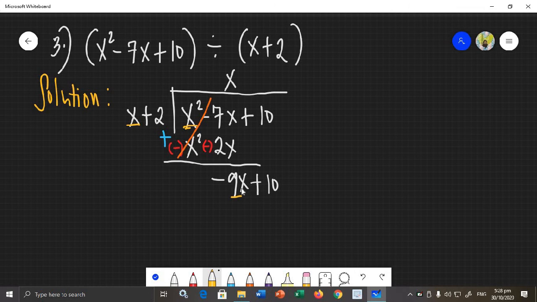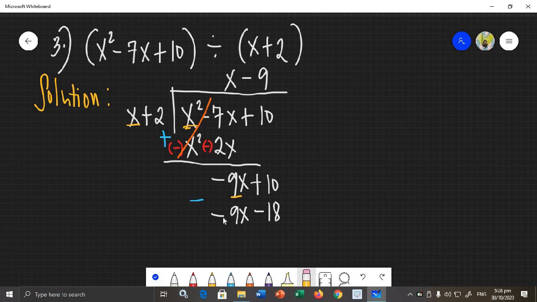We should divide the first term, which is negative 9x, by the first term in the divisor, which is x. So negative 9x divided by x, the answer is negative 9. And then negative 9 here, the quotient, we should multiply it by the x and 2, which is both the terms in the divisor. So negative 9 times x, the answer is negative 9x. And then negative 9 times 2, the answer is negative 18. And then we should subtract.